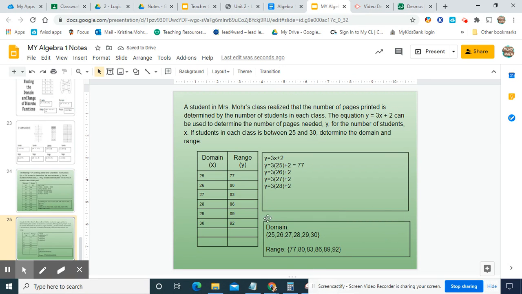But that is essentially all from the word problems. So you just need to be careful what it tells you for the x and those values, and then just substitute those in for your range, your y values, and you have your domain and range.